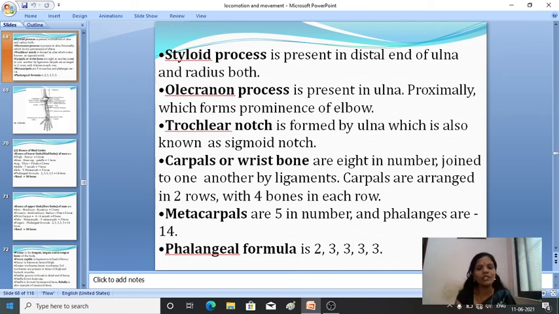Next, carpals or wrist bones. They are 8 in number and are joined to one another by ligaments. Carpals are arranged in 2 rows with 4 bones in each row. Fine. Metacarpals are 5 in number and phalanges are 14 in number. So the phalangeal formula is 2, 3, 3, 3, 3. Okay. Carpals, metacarpals and phalanges.